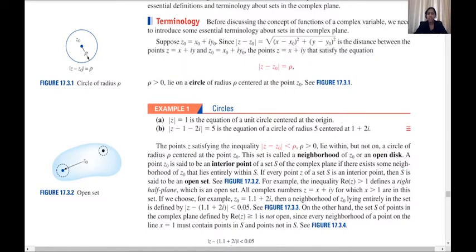Can you see the figure 17.3.1? It is a circle whose radius is rho and whose center is z dot. So if we choose mod z minus z dot equal to rho, that is a circle with center z dot and radius rho. I hope that much is clear now.